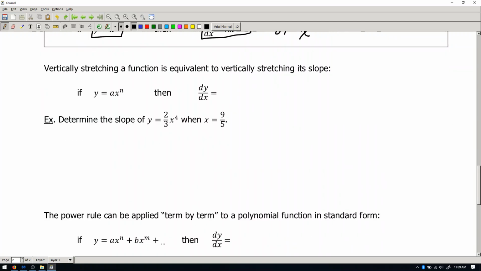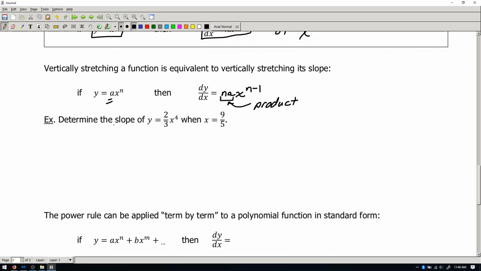Same can be said if you have a vertical stretch, factor a. Okay, so then the derivative would just be n times a, x to the n minus 1. It's the same process. I bring the exponent down and I subtract the exponent by 1. Now this right here in front is a product. So that is a product.